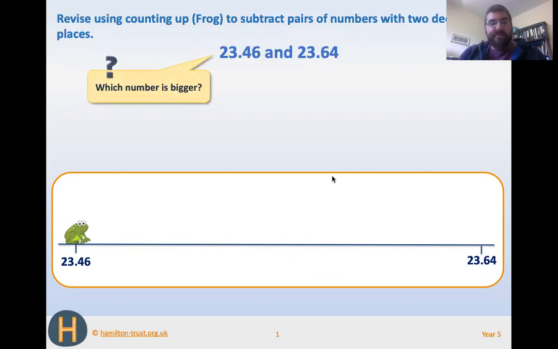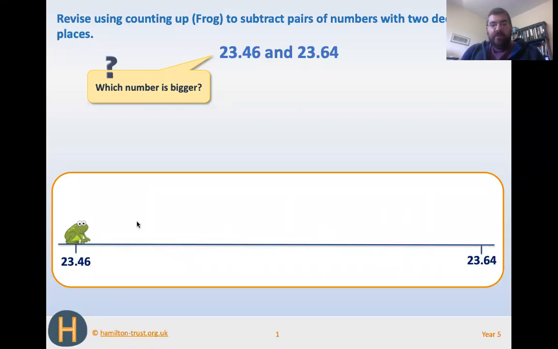Hopefully most of you know that the biggest number is, yes, 23.64. So we know that 23.64 goes at the end of the number line, the right-hand side, and the smallest number goes at the bottom, because frog has to jump from the small one all the way to the big one. So then we have to think, what's frog going to do? What is his first jump?